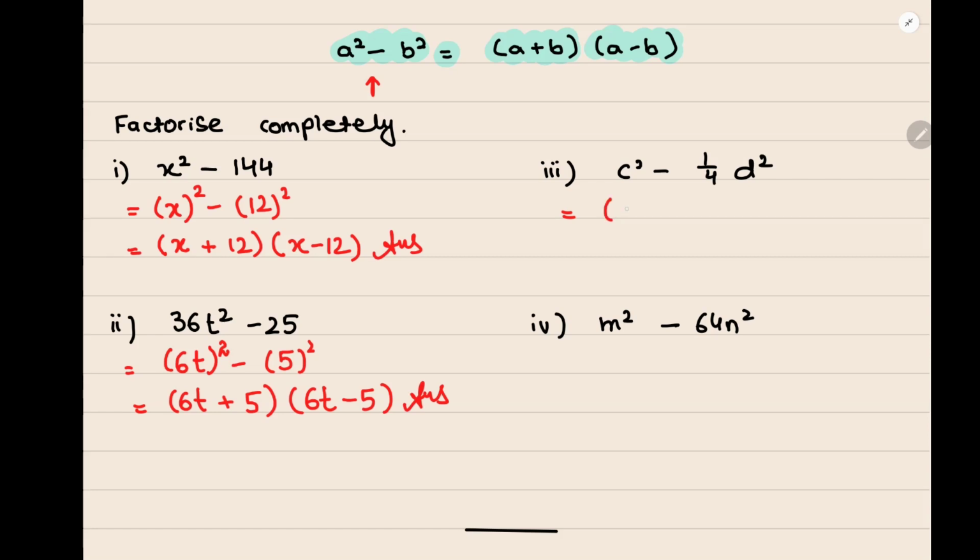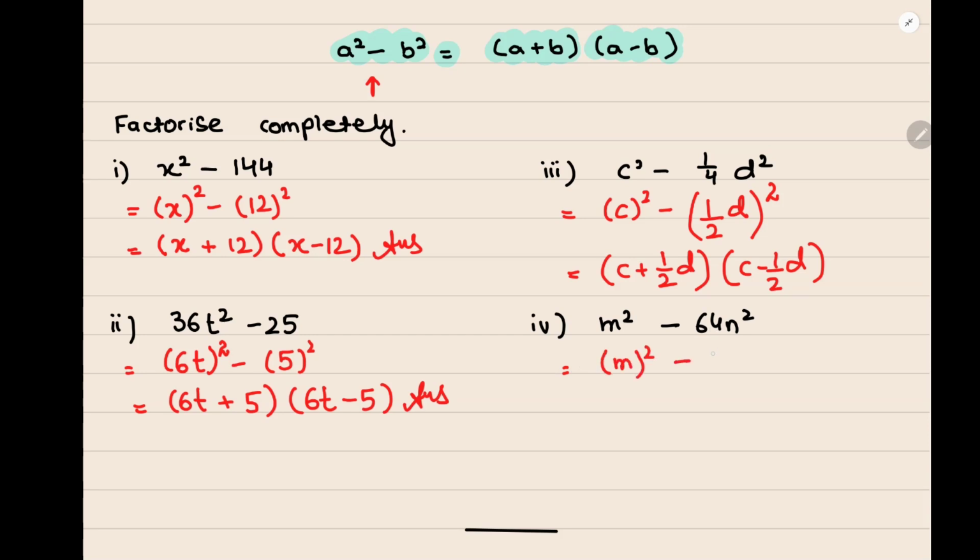Now for the third question, I can write c squared minus 1 by 4, which is actually the square of 1 by 2, d squared is basically d squared. Now the answer will be c plus 1 by 2d and c minus 1 by 2d. For the fourth question, it will become m whole squared minus 64, which is basically the square of 8, n whole squared. So m plus 8n into m minus 8n. This will become my answer.